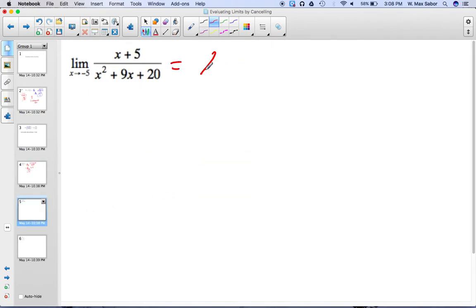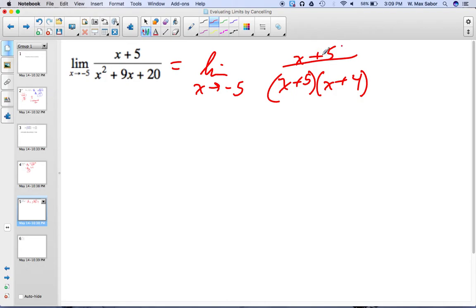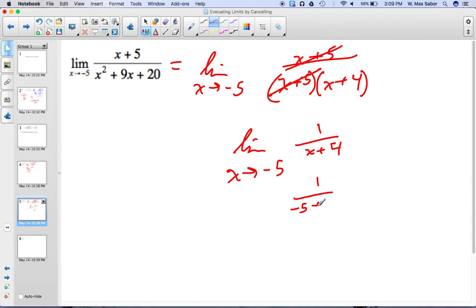Here, we factor both pieces. The numerator is already factored. The denominator is x plus 5 times x plus 4. Canceling out the x plus 5s leaves us with the limit as x approaches negative 5. Plugging in negative 5 gives us 1 over negative 5 plus 4, which is 1 over negative 1, or negative 1.